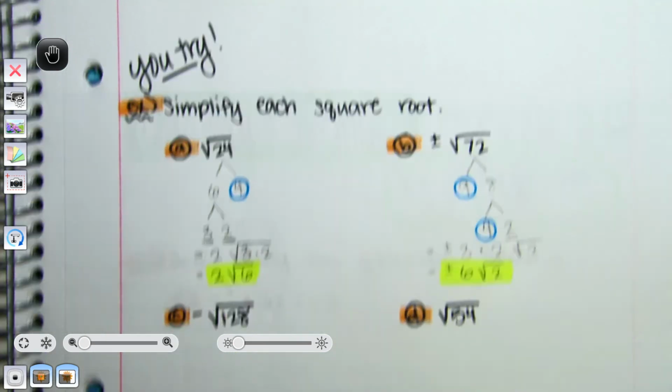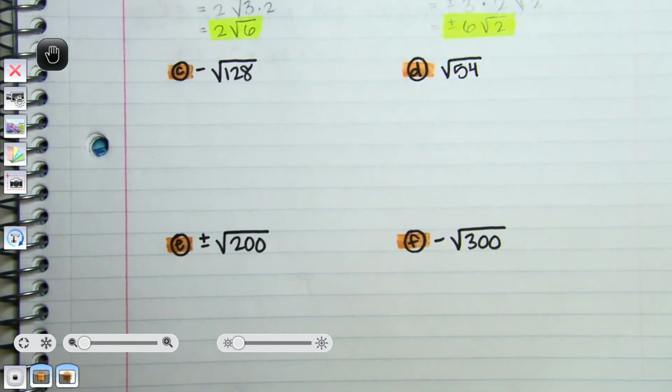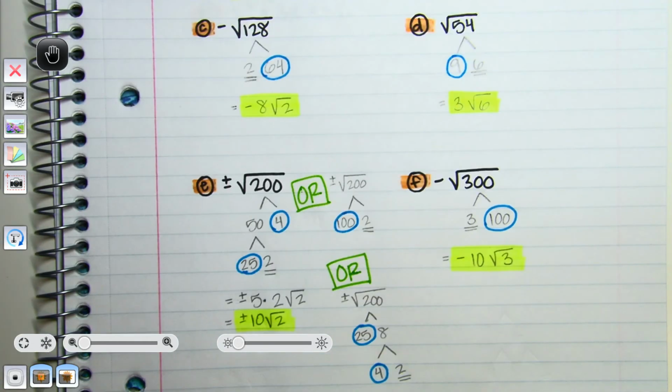All right, I'm going to go ahead and show you the next 4 that you're going to try on your own. And again, there is more than one way to do these, depending on what you choose as your factors. So go ahead and push pause, and then when you're ready to check your answers, push play. Go ahead and check your answer for these.